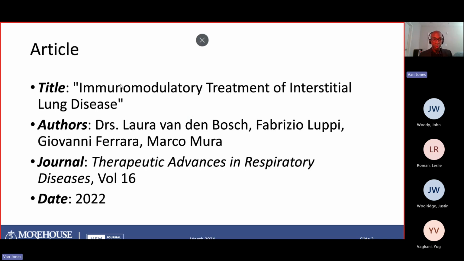Tonight I'm going to be talking about this paper that I found on immunomodulatory treatments that are used for interstitial lung diseases. It was authored by these four pulmonologists up in Canada, published in the Therapeutic Advances in Respiratory Diseases, volume 16, back in 2022. And I'm just going to highlight some of the features of the article. It really talks about a little bit of background, the treatments that they discuss, how they approach the treatment, and give ways that we can possibly optimize that treatment to effectively treat interstitial lung diseases.